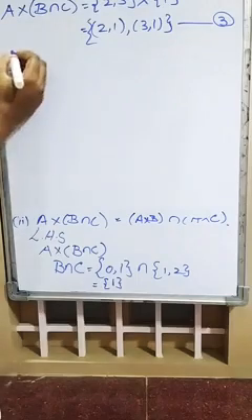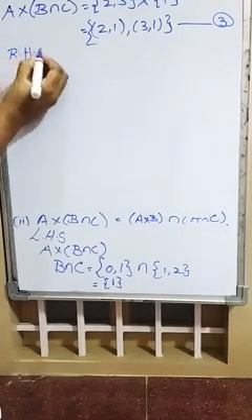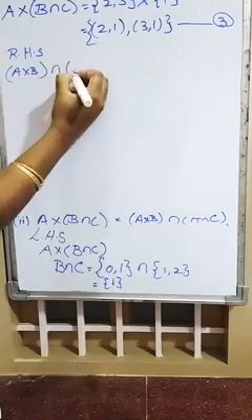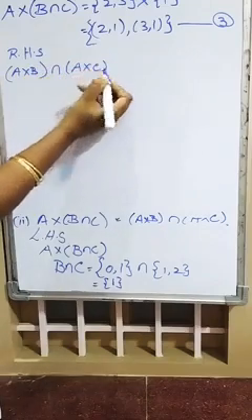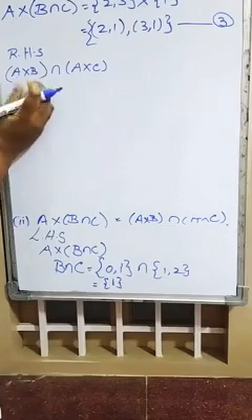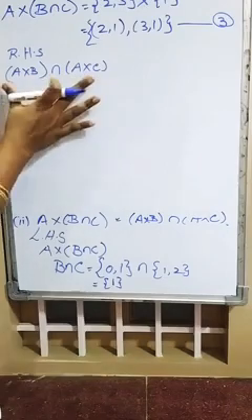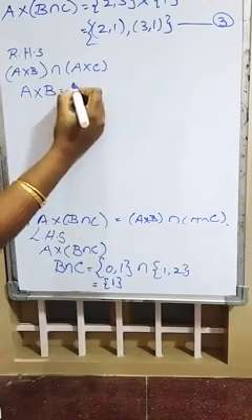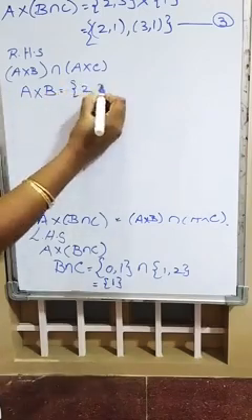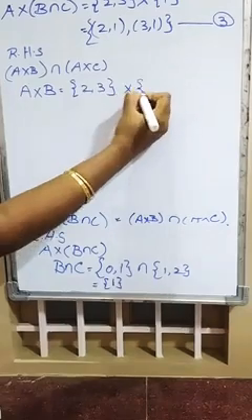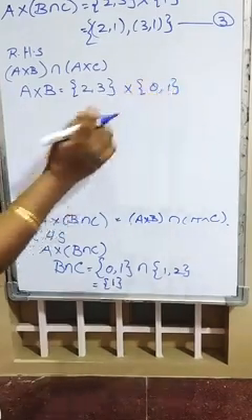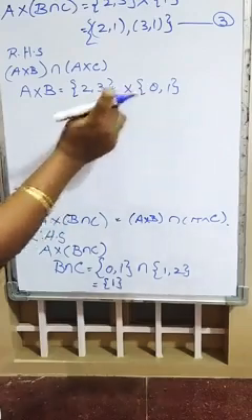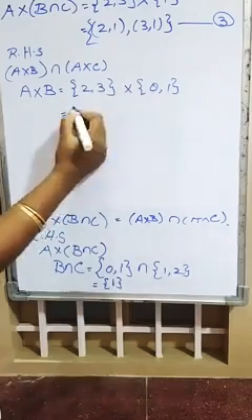Now take the right hand side, that is (A cross B) intersection (A cross C). First find these brackets, then find the intersection. A cross B: A is {2, 3}, B is {0, 1}. You have to find the Cartesian product. Therefore, (2,0), (2,1), (3,0), (3,1).